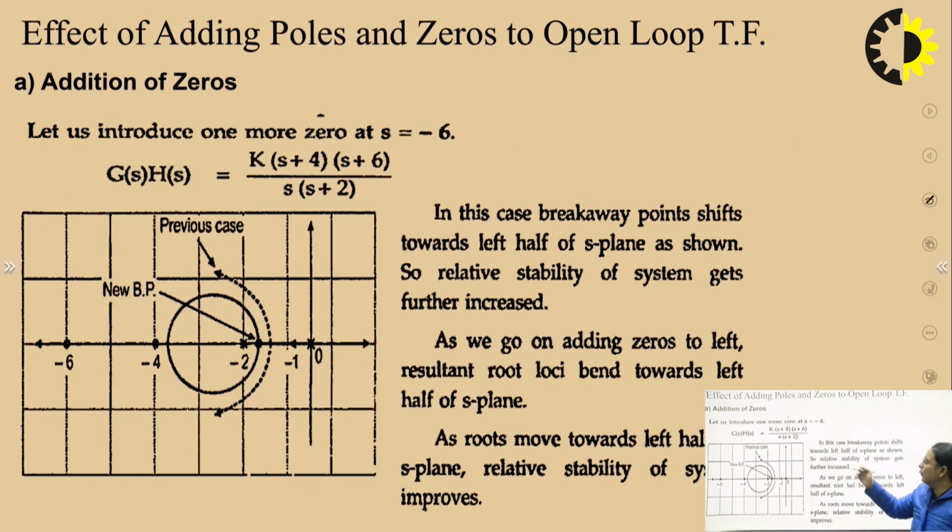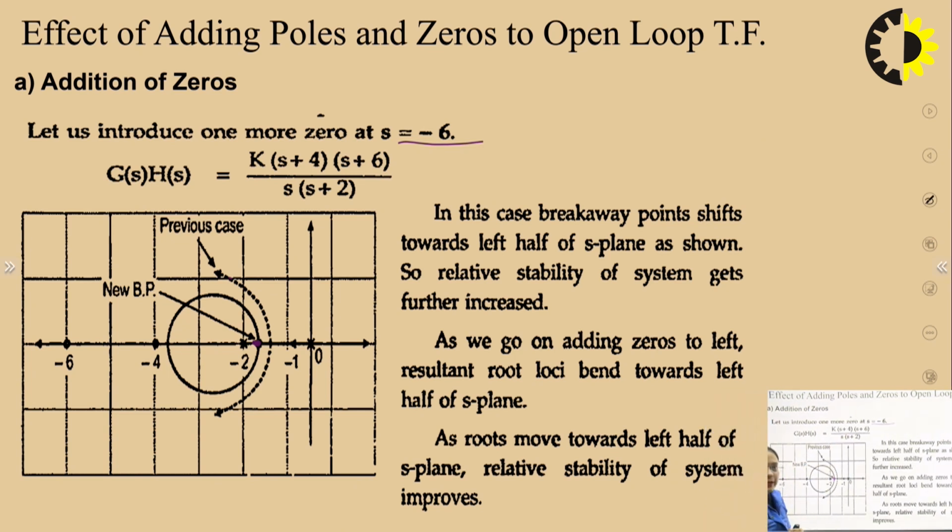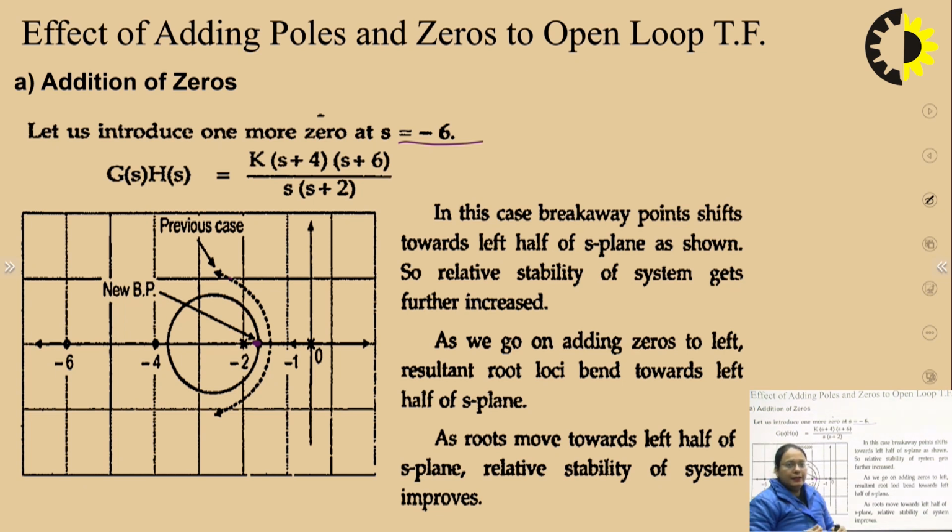Now again, I am adding one more zero at S equals minus 6. You can see the new breakaway point will be this. It is shifted again to the left half of the S plane. This is the previous case, right? And this is the new case where I have added a zero at S equals minus 6. So in this case, the breakaway point is again shifting towards the left of the S plane. So the stability of the system will relatively increase, right?